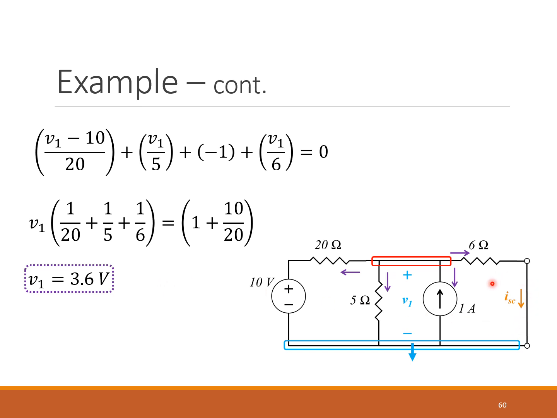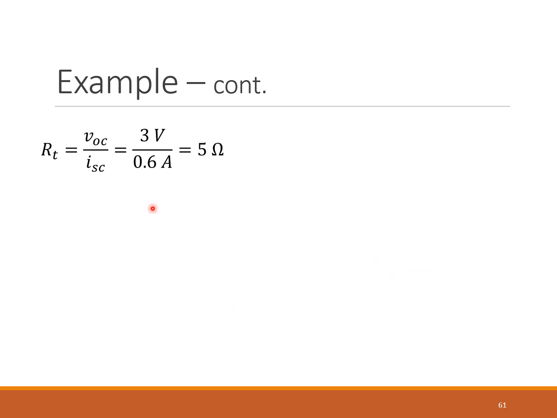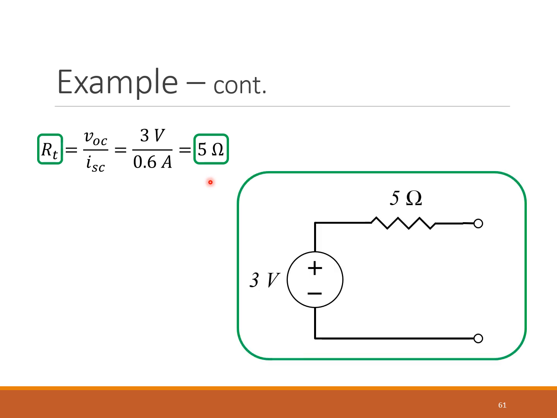But I'm interested in my short circuit current. So now I can say my short circuit current is actually just that current that was going out the right of that node, V1 over 6. Plugging that in, I get that my I short circuit is 0.6 amps. Now we know VOC, we know ISC, so we can go back and say that our Thevenin resistance is 5 ohms. We put that together with our Thevenin voltage, which we found earlier to be 3 volts, and here is our Thevenin equivalent circuit.